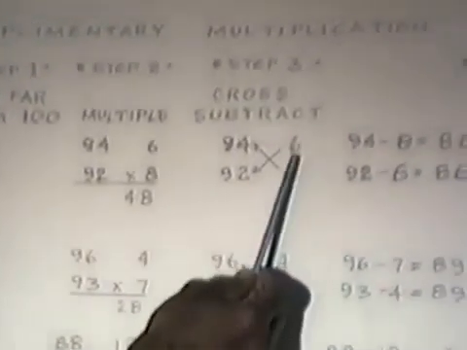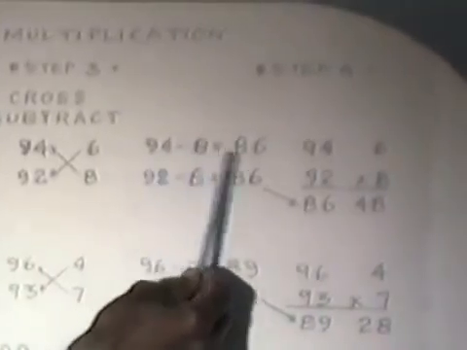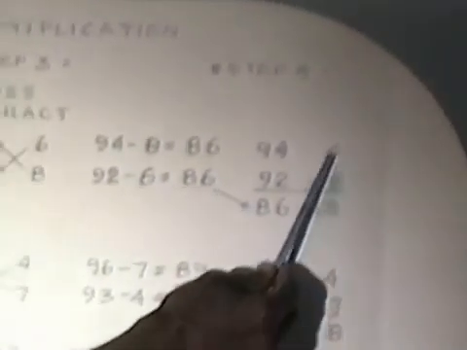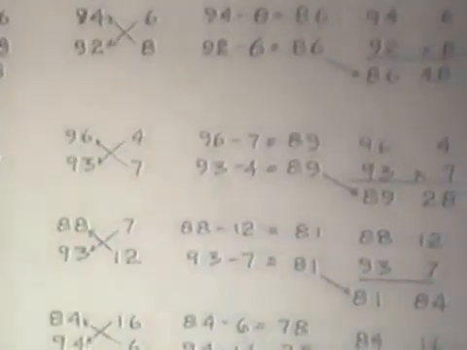The answer is 8,648. We do it again. 92 times 94. How far is 94 from 100? How far is 92 from 100? 8 times 6 is 48. Then we cross subtract. 8 from 94 is 86. 6 from 92 is 86. We bring down 86. 8 times 6 is 48. The answer is 8,648 for the problem 92 times 94.